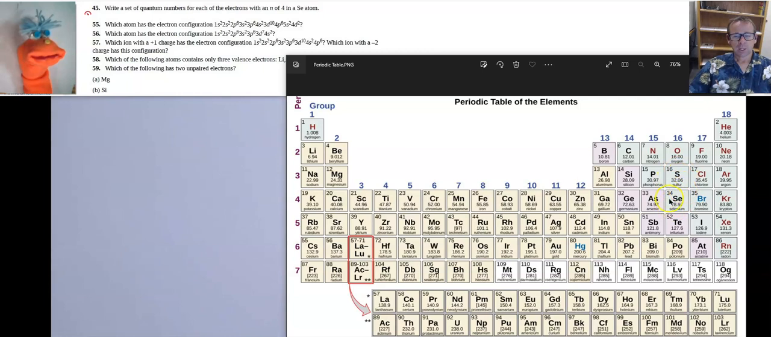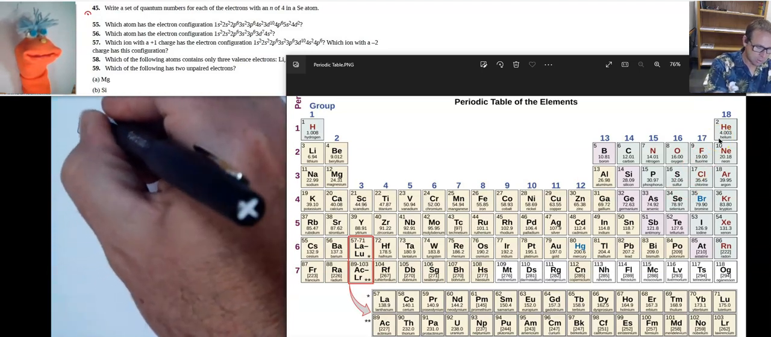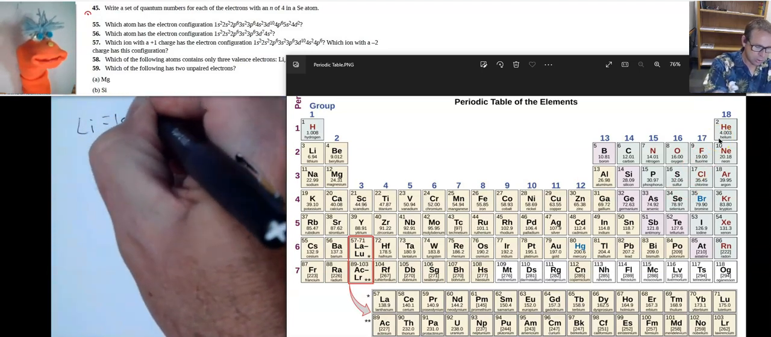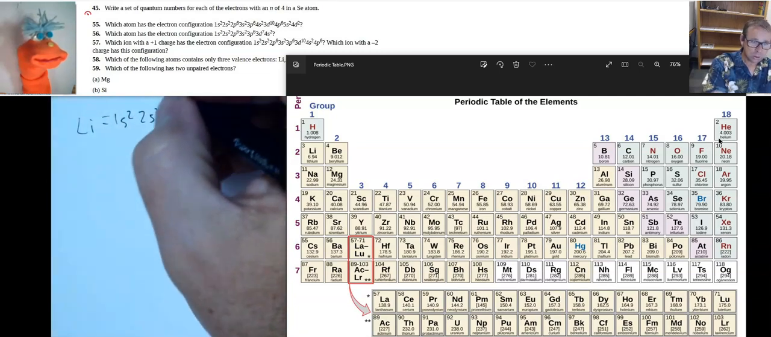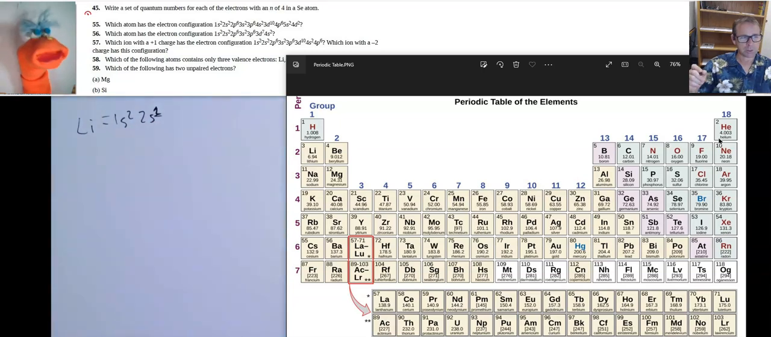So let's write really quickly the noble gas electron configuration for selenium. Do you remember how to do the electron configuration? I can't remember what that means. I'll do an example for you. For lithium, the electron configuration is 1s2, 2s1. Oh yeah, okay, I remember that stuff.